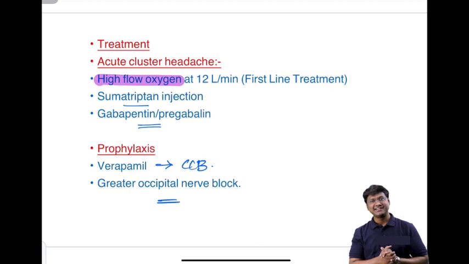So this is about your cluster headache. Please remember, it is commonly seen in males and the headache is present around the eye. The patient presents with autonomic symptoms, that is tearing from the eye and conjunctival congestion. The first line treatment will be high flow oxygen, and the episodes of headache occur in clusters.